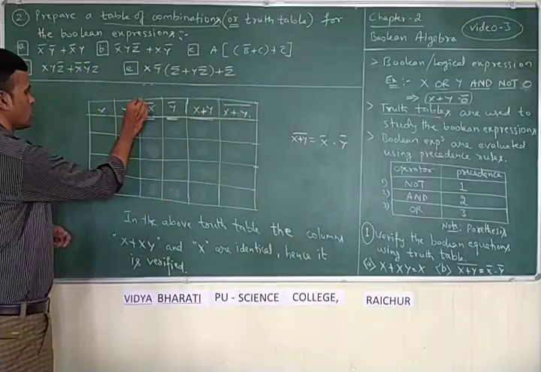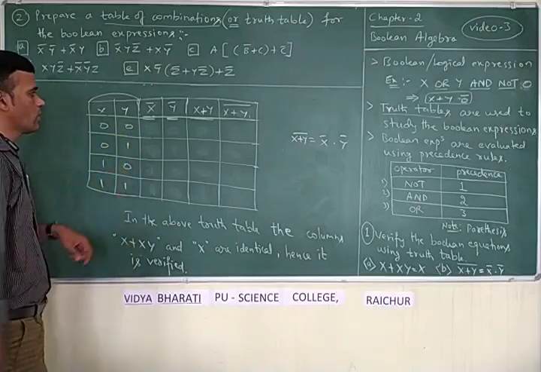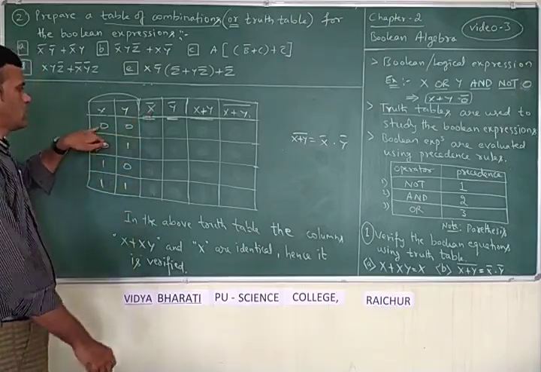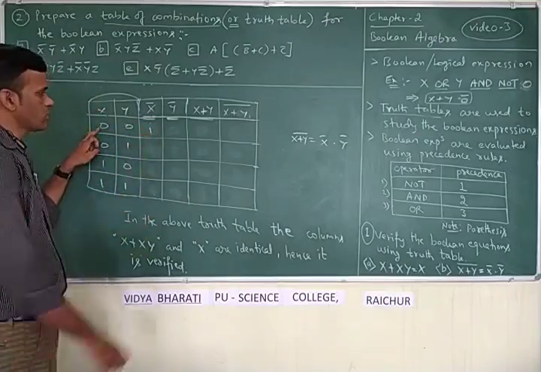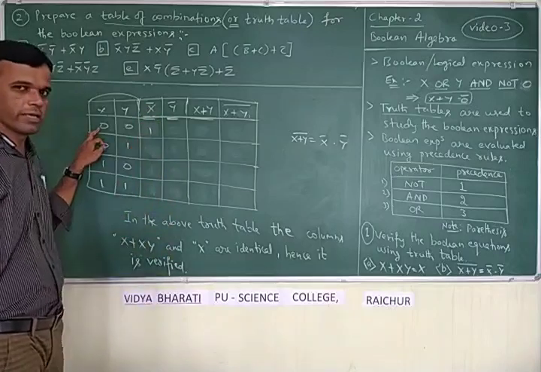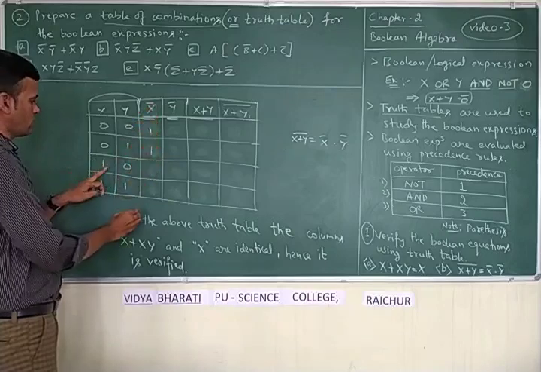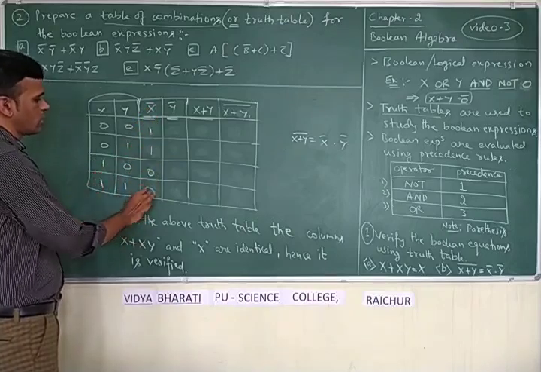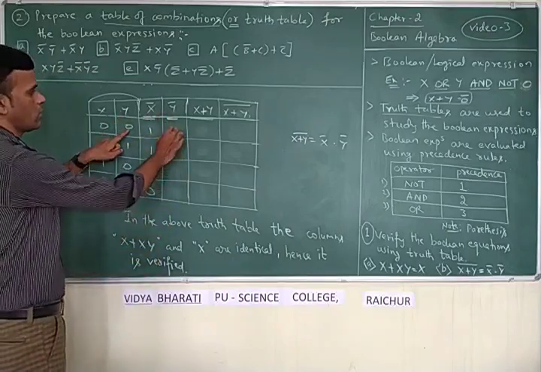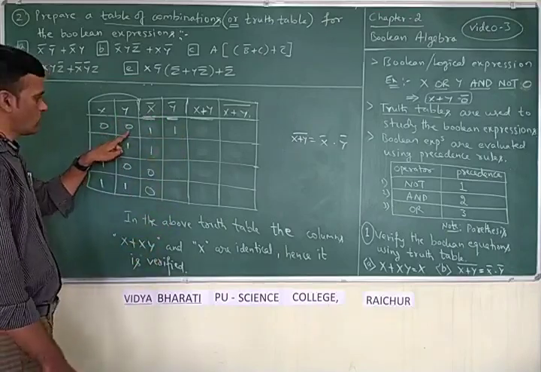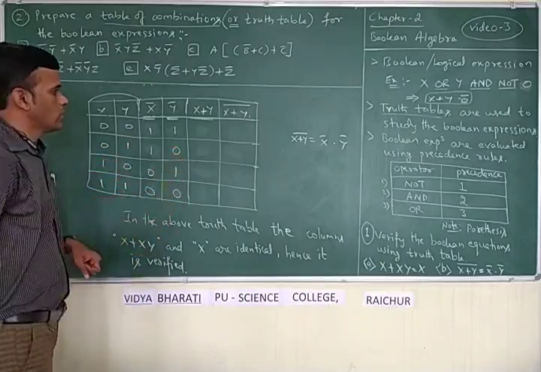So these two: 0 0, 0 1, 1 0, 1 1. Now x bar means just take the value of the x column and write the opposite of that. So x bar is the complement of x. Here the x value is 0, so x bar is 1. Here 1, it is 0; here 1, it is 0. Similarly y bar: whatever the y value is, you just write the other value: 0 becomes 1, 1 becomes 0, 0 becomes 1, and 1 becomes 0.